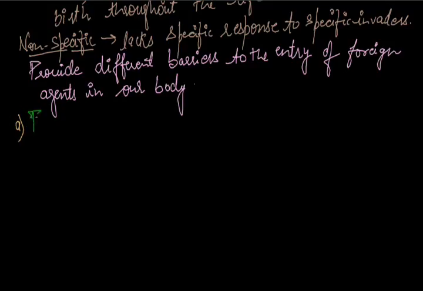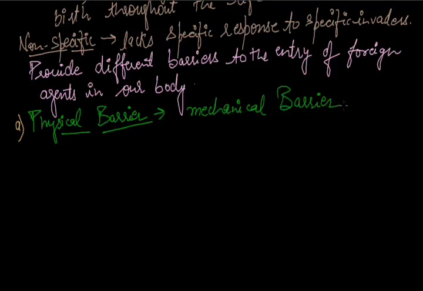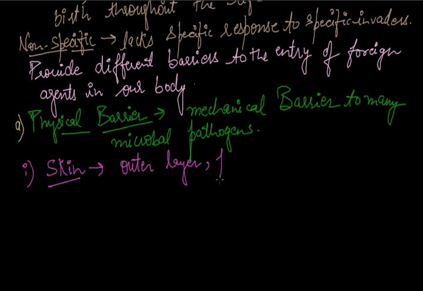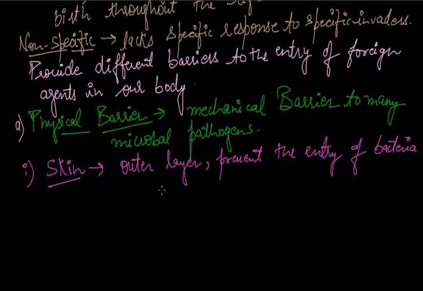The first barrier is the physical barrier. The physical barrier is also called a mechanical barrier to many microbial pathogens, bacteria, viruses, etc. So mainly the physical barrier we'll discuss here is of two types. First is skin. Skin acts as a physical barrier as it forms the outer layer and prevents the entry of bacteria and viruses.